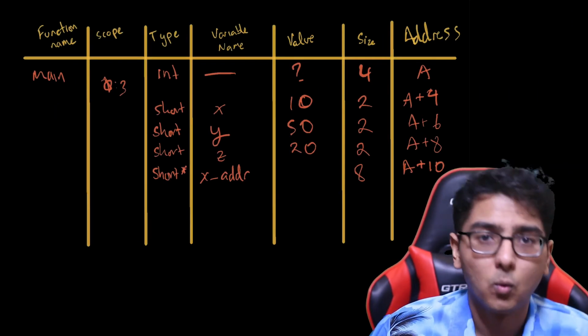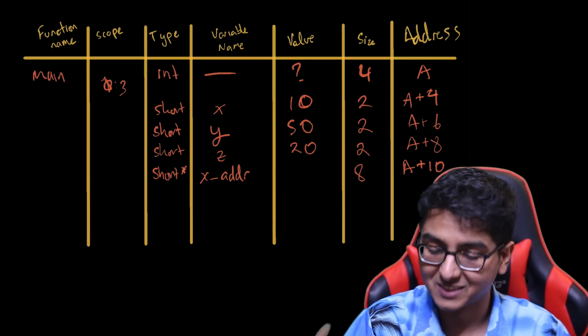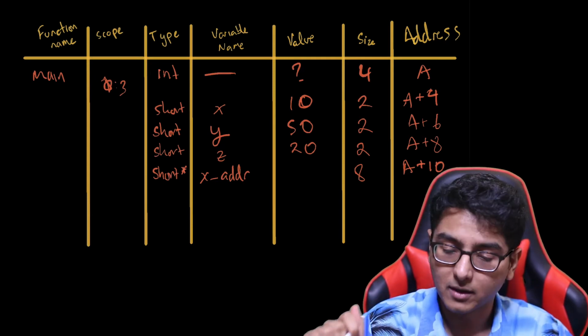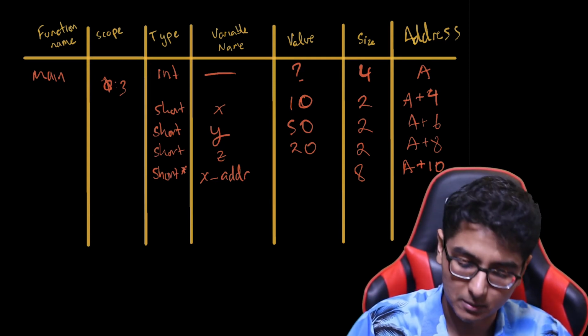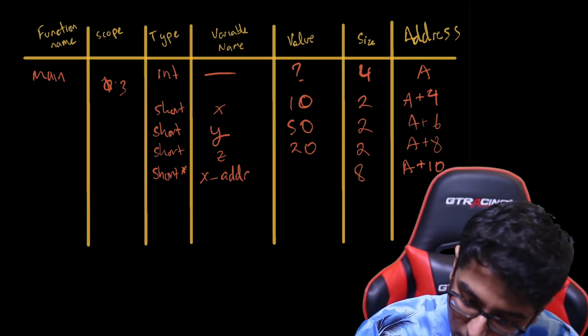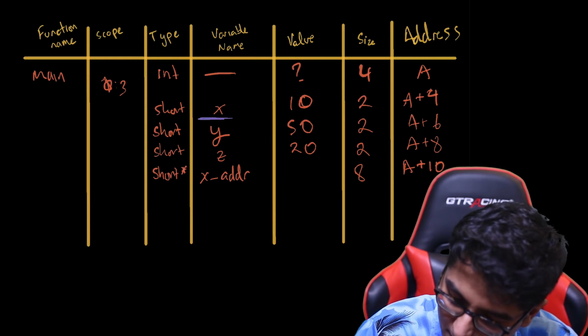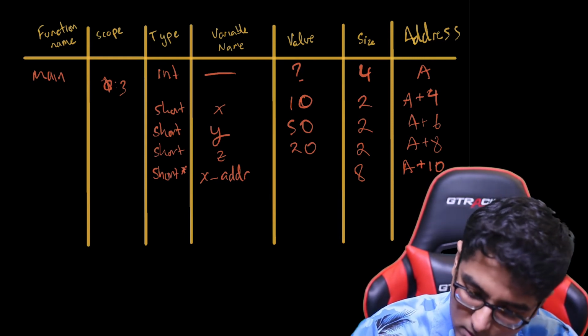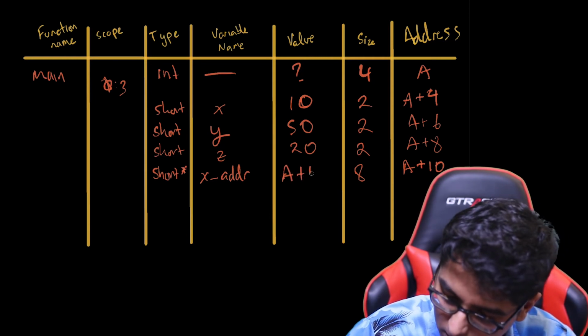And now, what is our memory table going to do here? This is really interesting. The value of the variable xaddr is going to be the address of the variable x. So according to our memory table, the address of the variable named x is a plus 4. So I simply set this to be a plus 4.